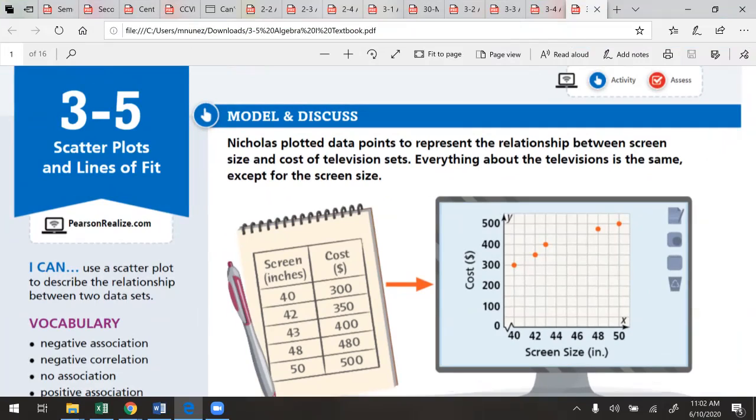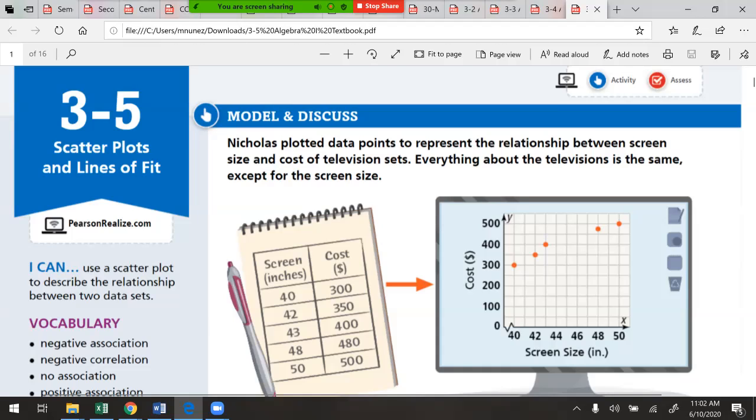Nicholas plotted data points to represent the relationship between screen size and the cost of television sets. Everything about the television is the same except for the screen size. This should be obvious. When you go to Target or Walmart or TV Galore or Bob's Furniture, wherever you buy your TVs, keep this in mind. Obviously, as the screen size gets bigger, what happens to the price? It's also going to get bigger too.